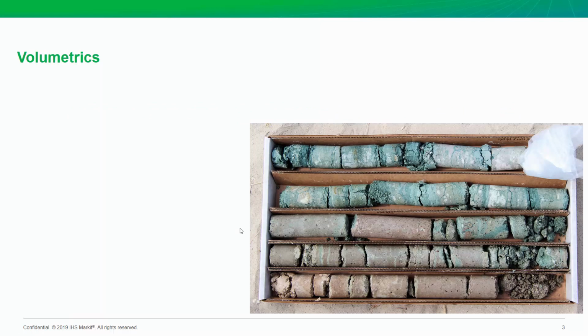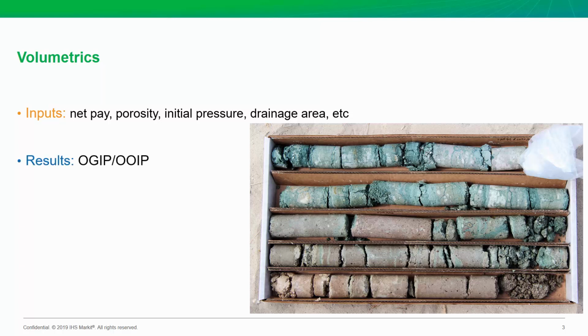So volumetrics, method one. A volumetric analysis is one of the principal techniques to estimate the original fluids in place. It's typically done before production starts, and it uses core data, log data, and geological maps. The inputs are petrophysical estimates of things like net pay, porosity, our initial pressure, our drainage area, etc. The results are an estimate of our original gas or original oil in place.